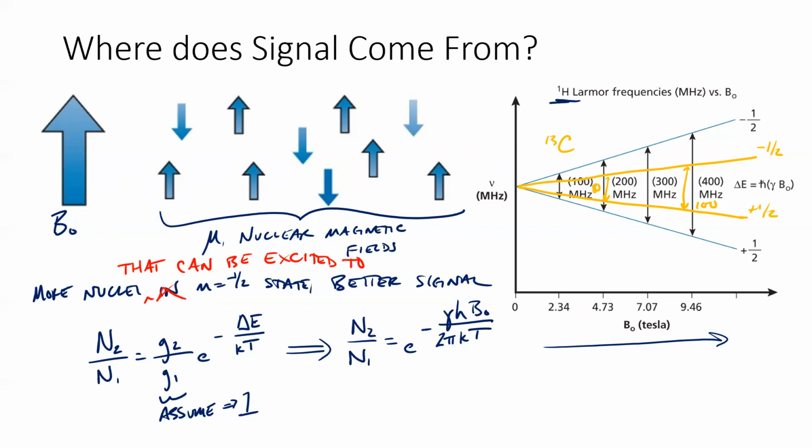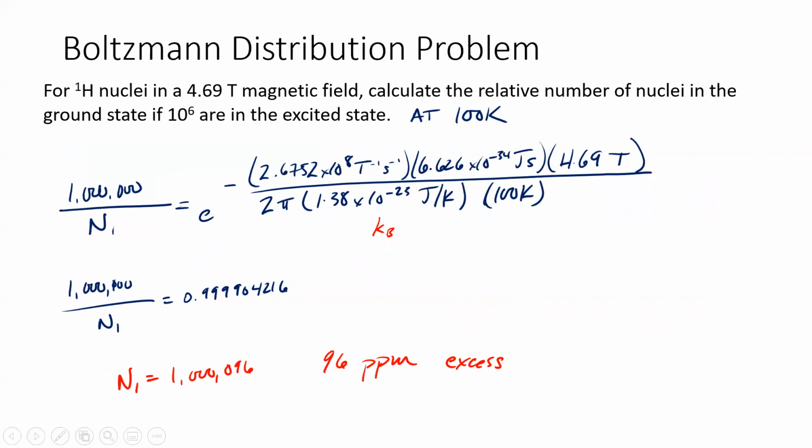So when we're down here at low field at 2.34 Tesla, we have 100 megahertz separating it. That's a relatively low energy gap, and those two states are going to be pretty evenly populated, right? As we change this energy gap, it's going to be harder for those nuclei to end up in that excited state. And so the ppm excess that you have in the ground state gets bigger and bigger as you go to higher and higher magnetic fields. And so we did 4.69 Tesla, which has a 96 ppm excess.